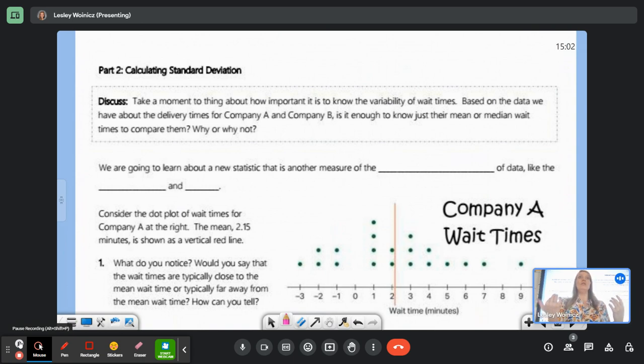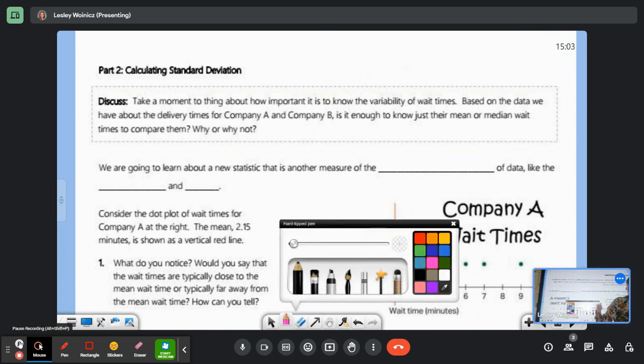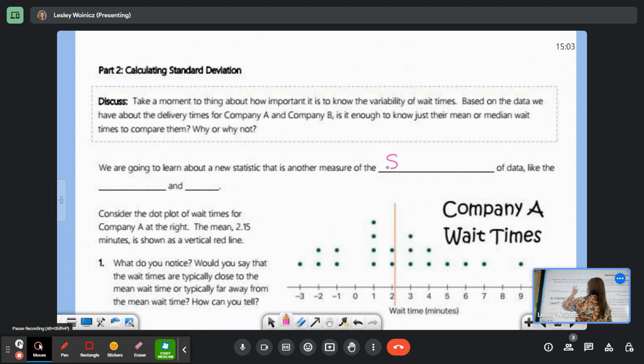Okay, and we used a formula for that last year. This year we're going to do it more in steps. And we're going to break down what each of the steps means and go more involved in it, okay? This is another measure of spread. Like the range, like the IQR.